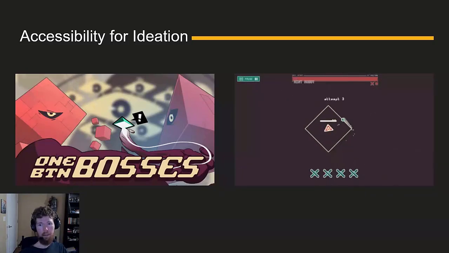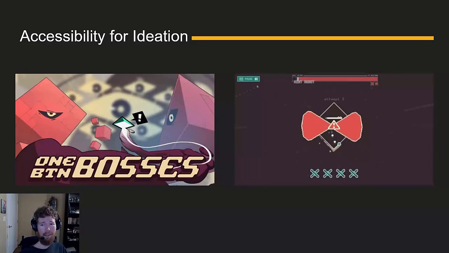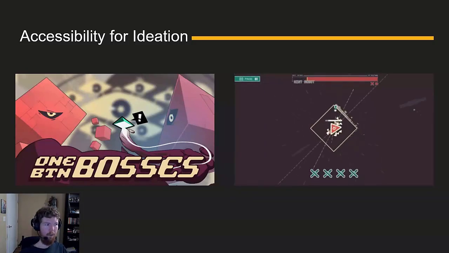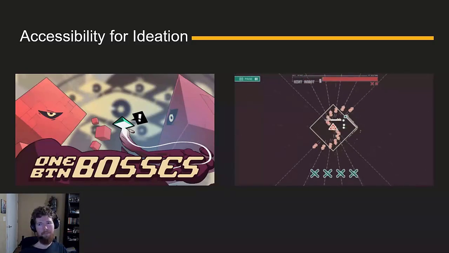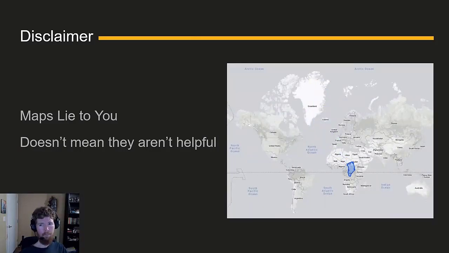Now, this isn't the only kind of accessibility barrier that can be leveraged, but first, a brief disclaimer. So, maps lie to you. Much like the Mercator projection stretches out Greenland so it appears much larger than it actually is in relation to other parts of a map. This next part I'm about to talk about isn't strictly true, but it is helpful.